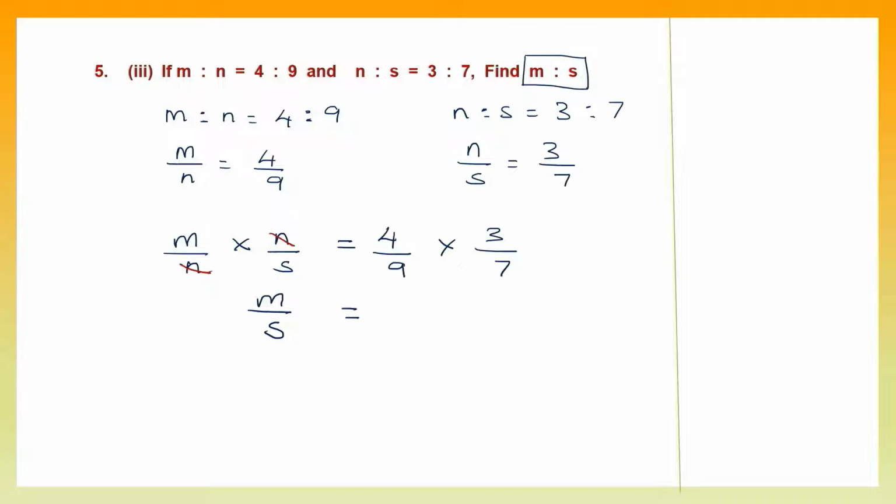Now on the right hand side, let's cancel what we can. I can cancel 3 and 9. 3 1s are 3, 3 3s are 9. That's all. I can't cancel anything else. So here I get 4 1s are 4, 3 7s are 21. So m by s is equal to 4 by 21, or my ratio, we are asked to find m is to s is equal to 4 is to 21.